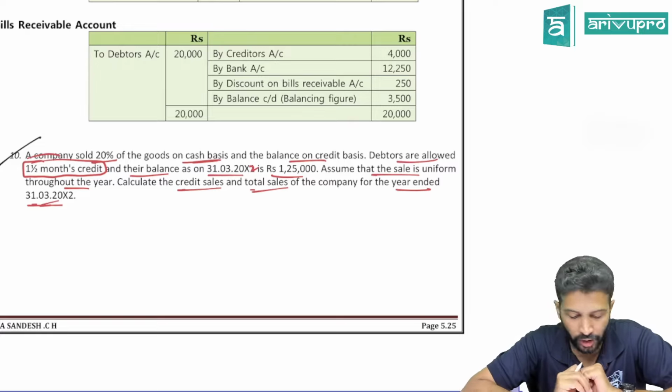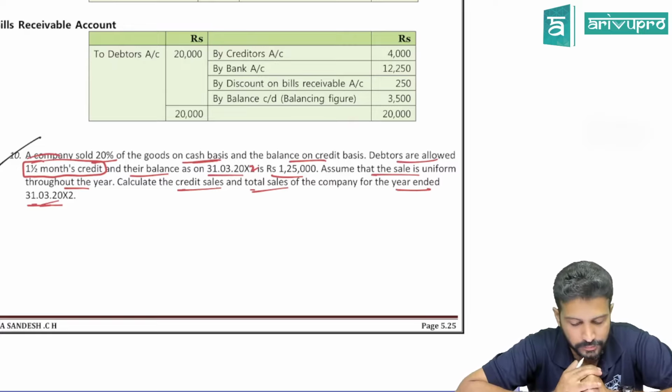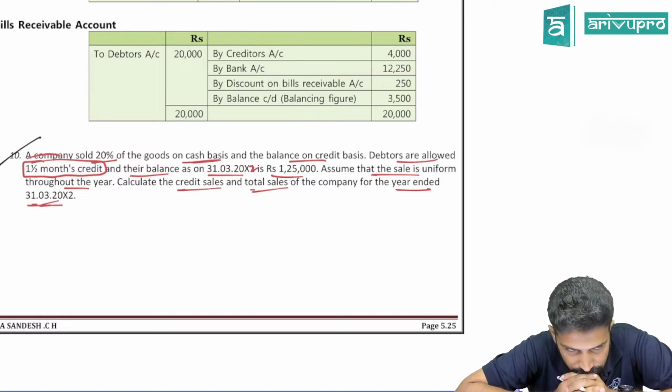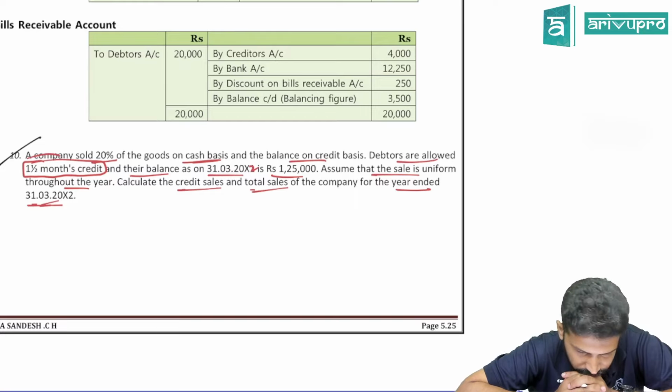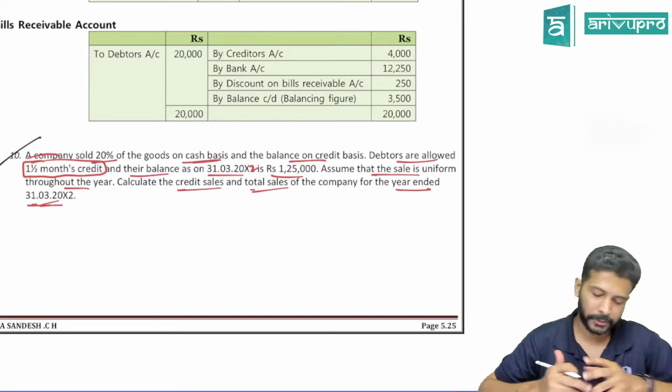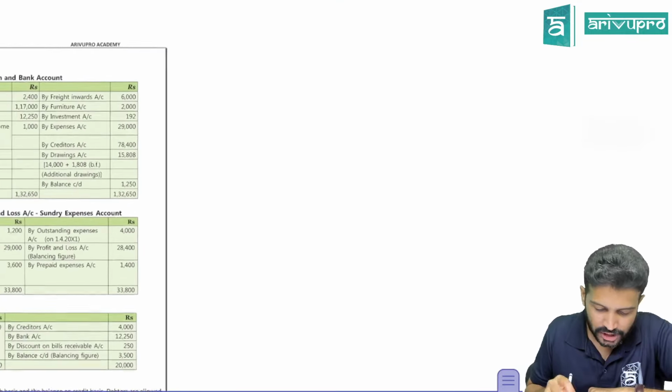Okay, sir. Any idea or any thought process how we can approach this problem? We have 1,25,000 is balance as on 31st March 20x2. It means that for 1.5 months, the total credit sales is 1,25,000. So in total credit sales for 1.5 months is 1,25,000. It means it's 80% of total sales. Perfect. Correct. Simple.